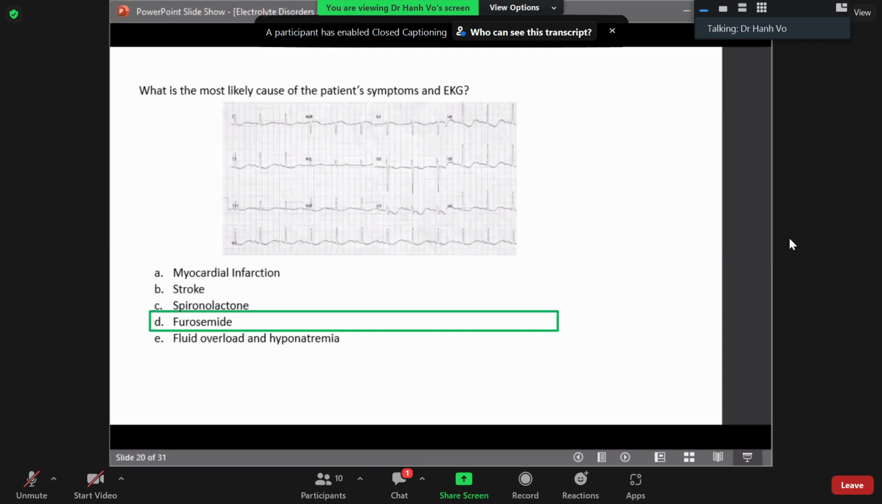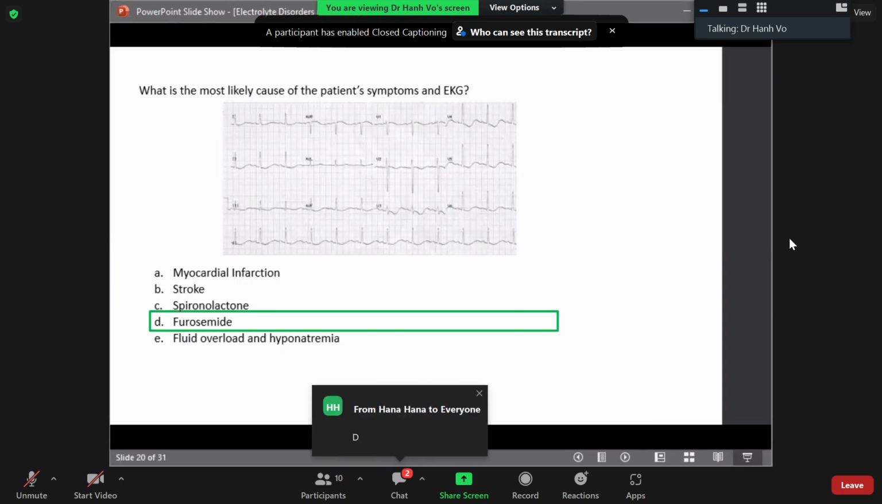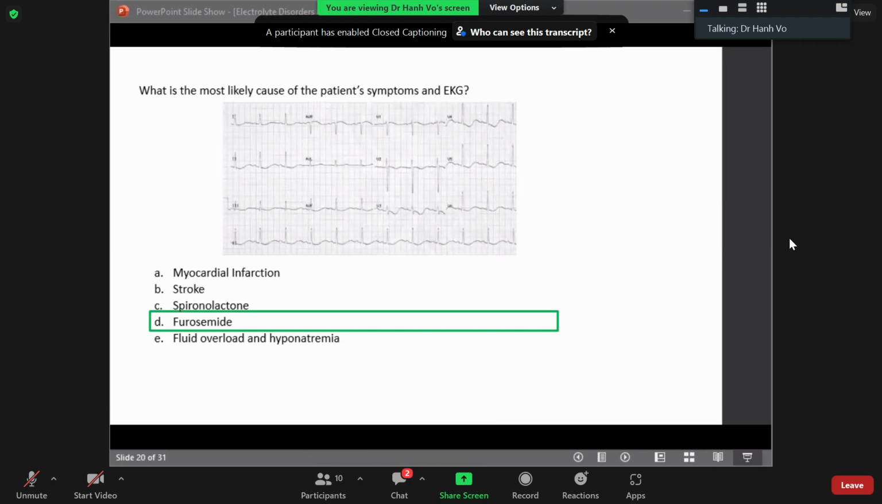Yeah, the answer is the cause of this patient's condition may be the furosemide. We see the EKG shows widespread ST depression and T-wave inversion. This patient may have hypokalemia, and one cause is furosemide.